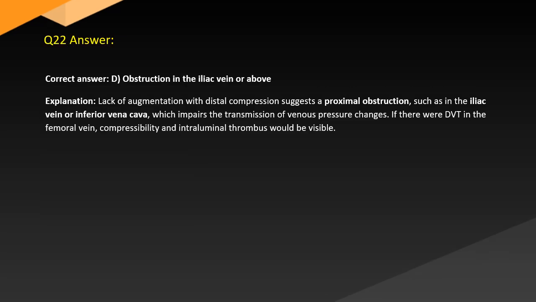Answer. Correct answer: D. Obstruction in the iliac vein or above. Explanation. Lack of augmentation with distal compression suggests a proximal obstruction, such as in the iliac vein or inferior vena cava, which impairs the transmission of venous pressure changes. If there were DVT in the femoral vein, compressibility and intraluminal thrombus would be visible.